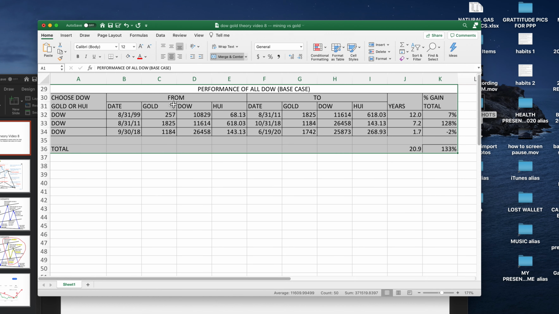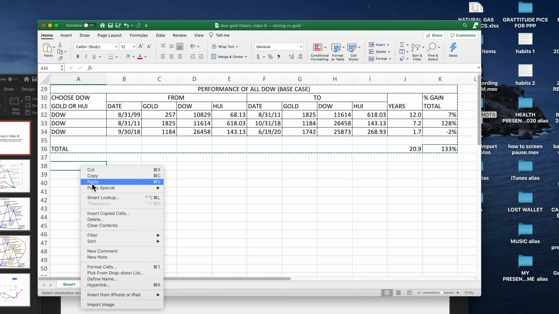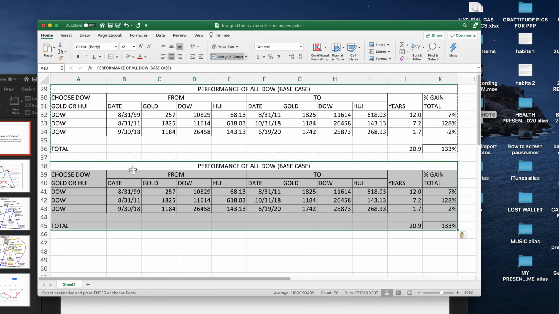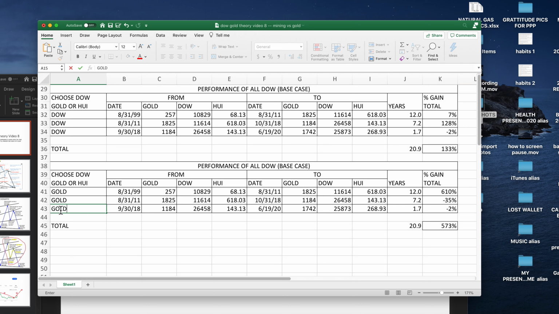Let's look at how gold did. Copy, paste. I'll just leave that one up there like it is and make a new one here. In this one, somebody might have chosen to just be in gold over this whole time period. And of course, any time period is cherry picking.